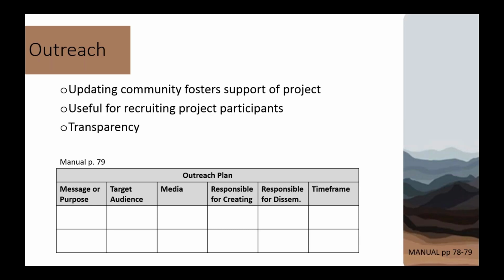So for instance, usually your first outreach event will be a notification of award. You want the community to know that you received an A&A award. So your message or your purpose will be notification of award. Your target audience will be everybody. You want the whole community to know that you've got this award. The next one will be your chosen ways to reach out to people. You are the experts on your community, so you can use what works best for you. And then filling out the rest. And then you have an outreach plan.